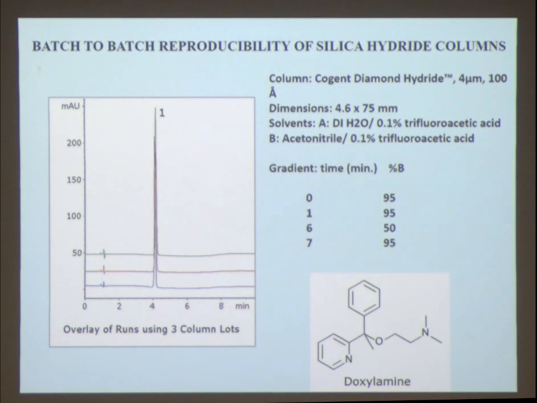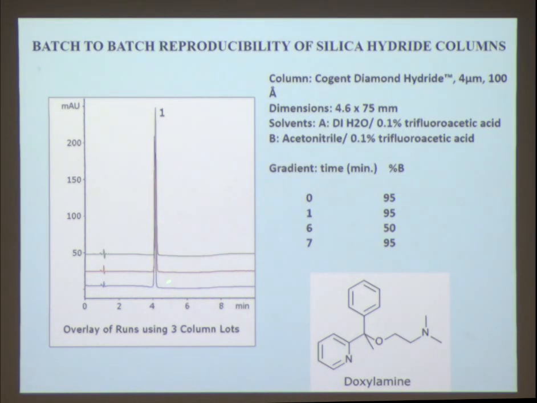And another example, this is the batch-to-batch reproducibility. This is important. If you want to do, on a routine basis, a certain type of analysis, no column lasts forever. Ours are pretty rugged, but they last. Every once in a while, you have to replace them with a new one. And when you get a new one, you want to make sure it operates exactly like the other one.